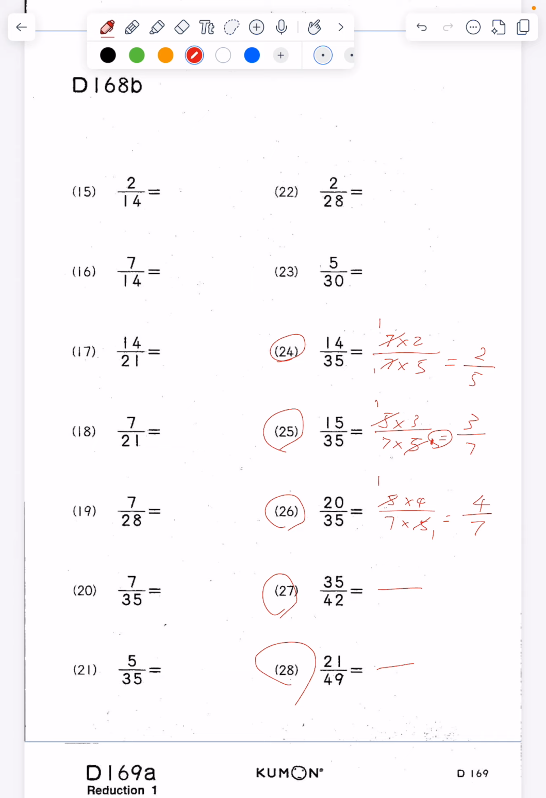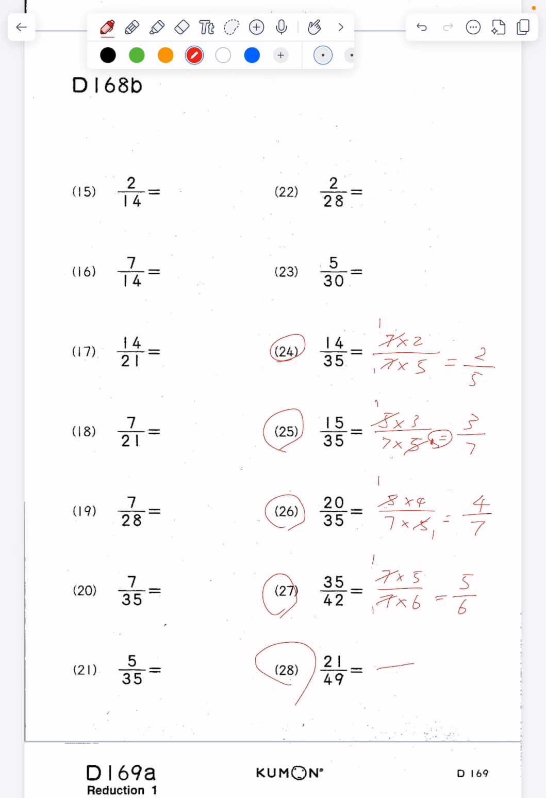All right, number 27 and 28. Okay, so 7 times 5, and then 7 times 6. Very nice. Okay, so now there are two 7s. Very good. So what do I do? Cross them. Very nice. 1 here and 1 here. Good job. And so 5 over 6. Very good.